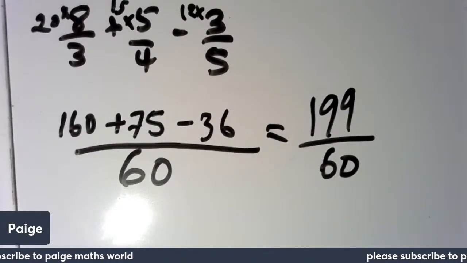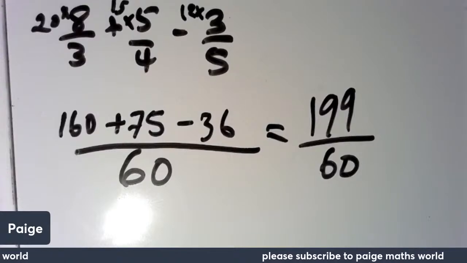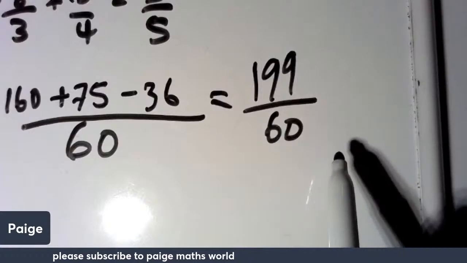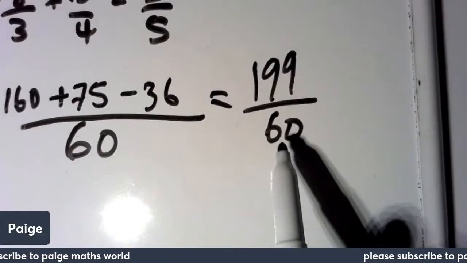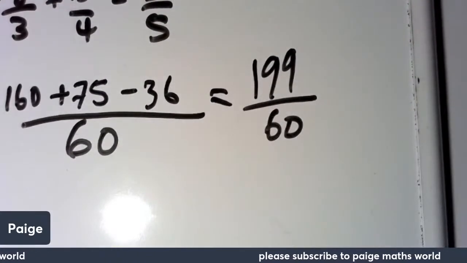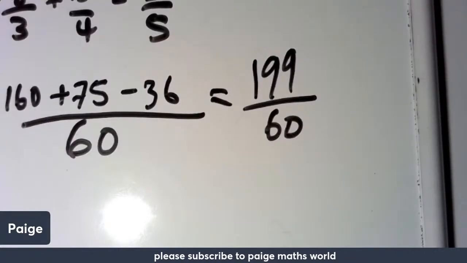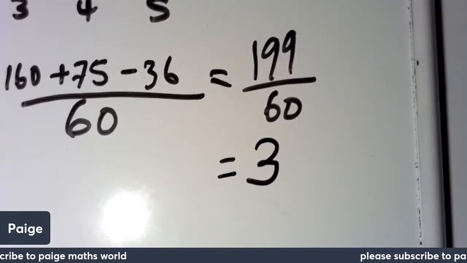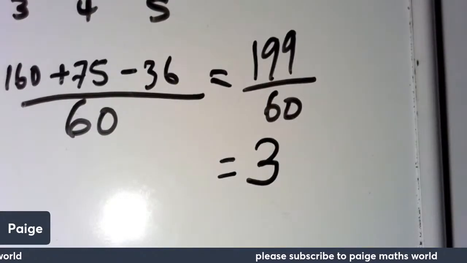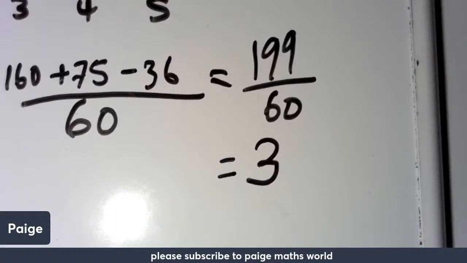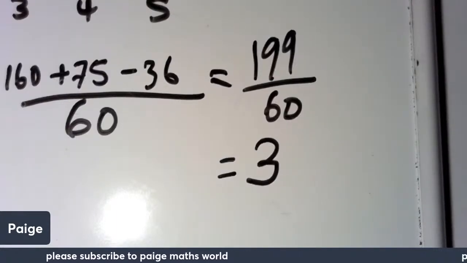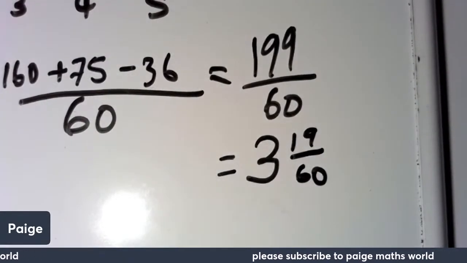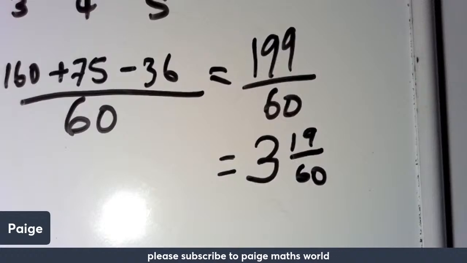All right, so thank you guys. We're gonna do what Nika did. We did this at the beginning. We're gonna turn this into a mixed fraction. So how many times can we get 60 from 199? We divide 199 by 60, and we get 3 times. How much remaining? 3 times 60, and we subtract that from 199. So that's going to be 19 over 60.